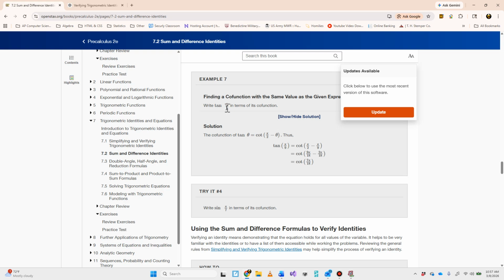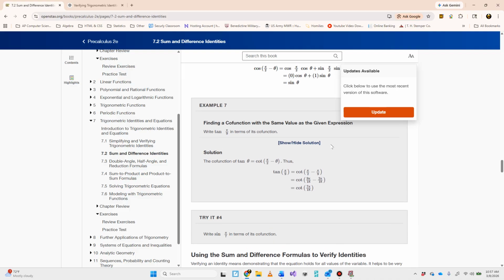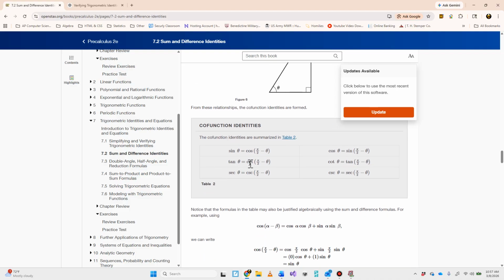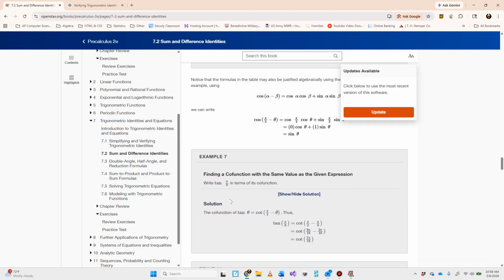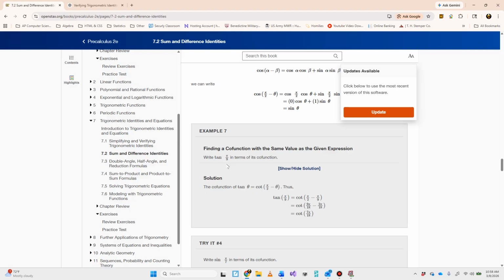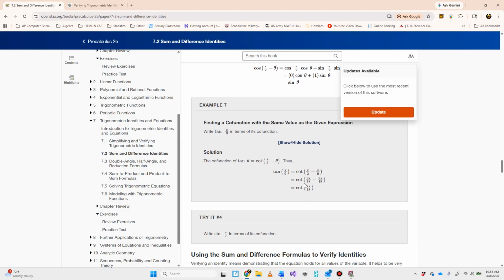We know that the cofunction of any angle we can represent by just using the cofunction rules. We know that the cofunction of tan right here is cotangent of pi over 2 minus theta. So if I'm asked to write tan of pi over 9 in terms of its cofunction, well, the tan of theta is equal to the cotangent of pi over 2 minus theta. Theta is pi over 9. So I replace theta with pi over 9, and I now have an answer of what tan pi over 9 is in terms of its cofunction.